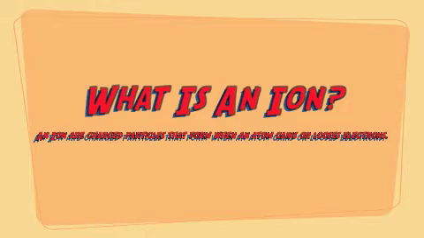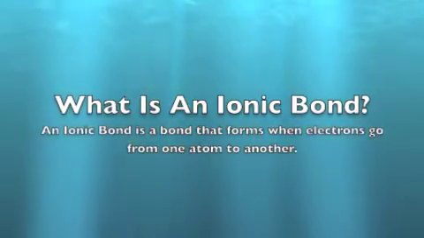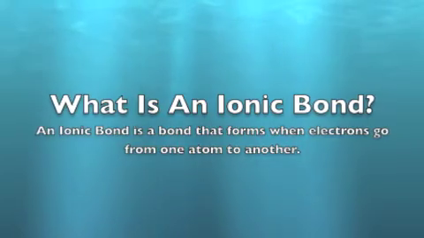What is an ion? An ion is a charged particle that forms when an atom gains or loses electrons. What is an ionic bond? An ionic bond is a bond that forms when electrons go from one atom to another.